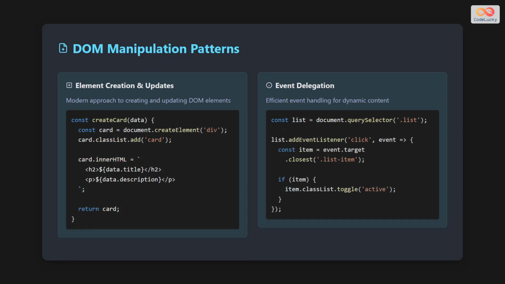Let's explore document object model, or DOM manipulation patterns. First, we have element creation and updates. This includes creating new HTML elements dynamically and updating the content of existing elements. Second is event delegation. Here we handle events on a parent element and process which child triggered the event. This helps to handle dynamic content.